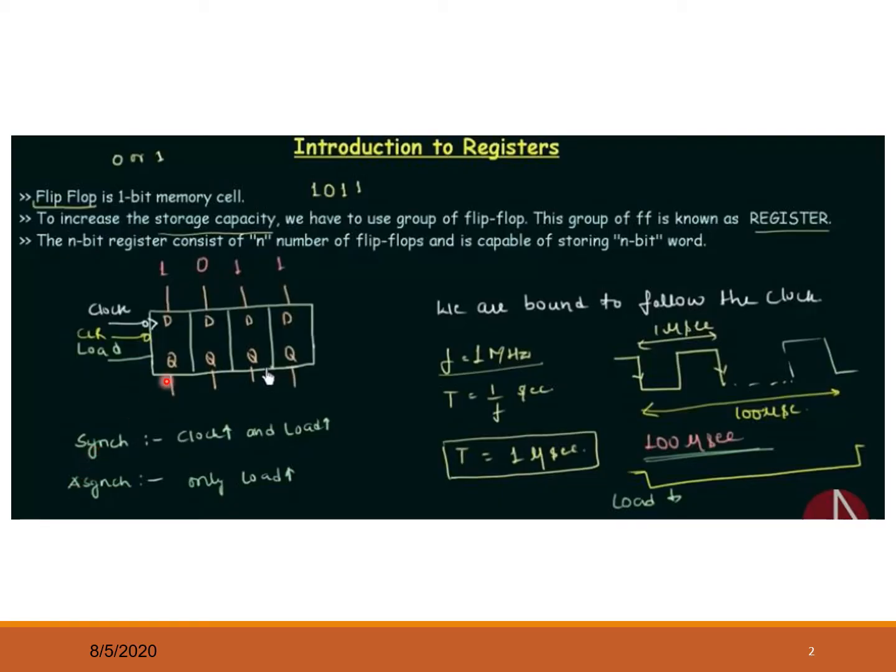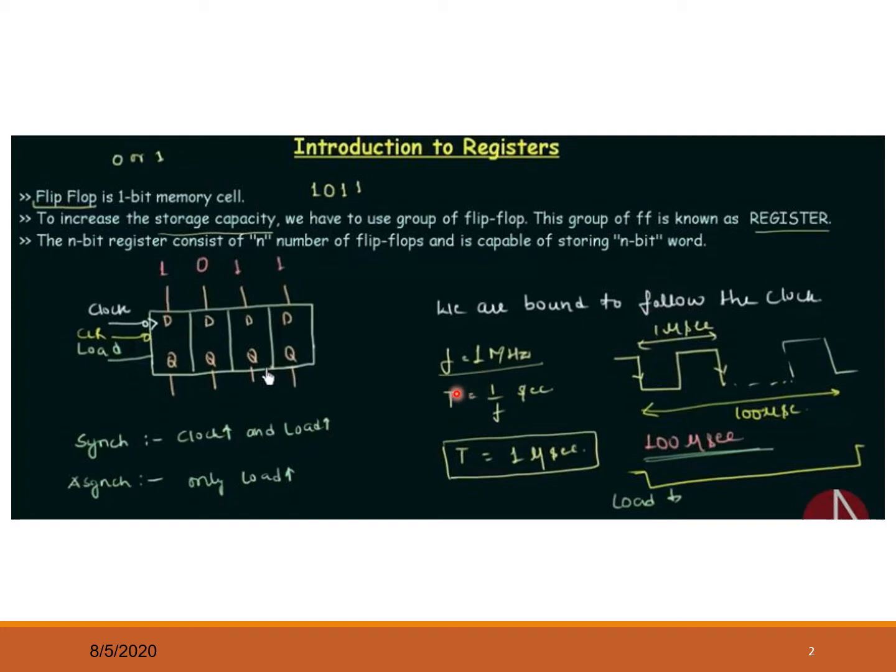Synchronous means it depends on the clock, and based on the clock it will load the values. Asynchronous means it can load the values anytime, it doesn't depend on the clock. One more thing is it must follow the clock cycle.